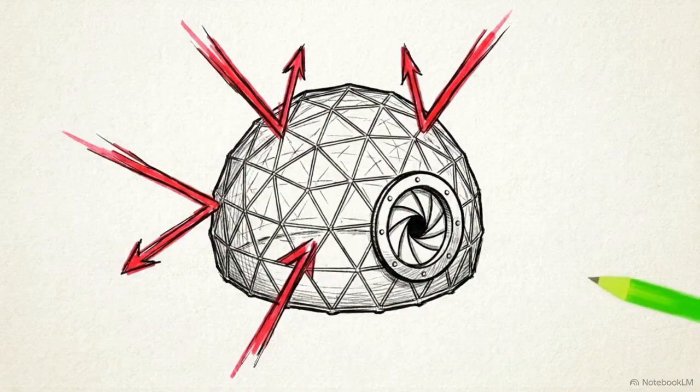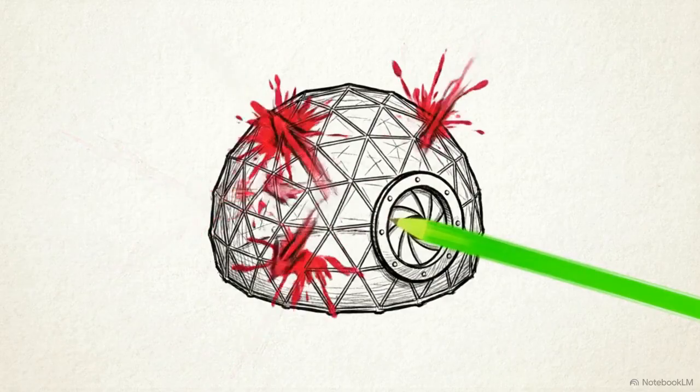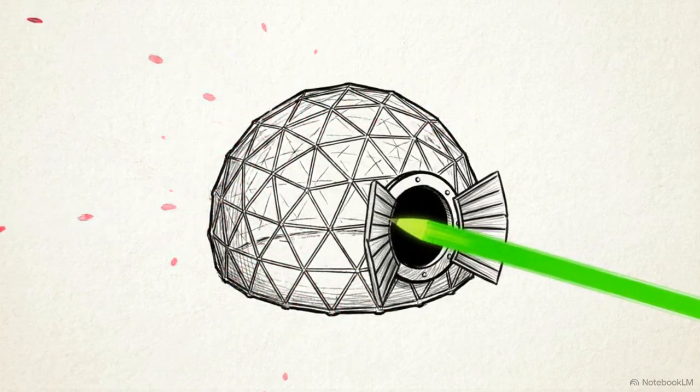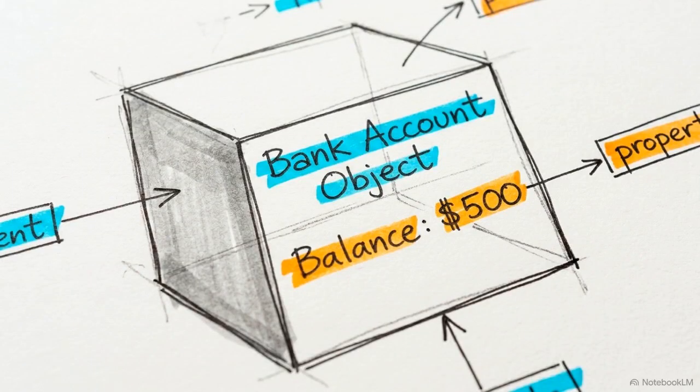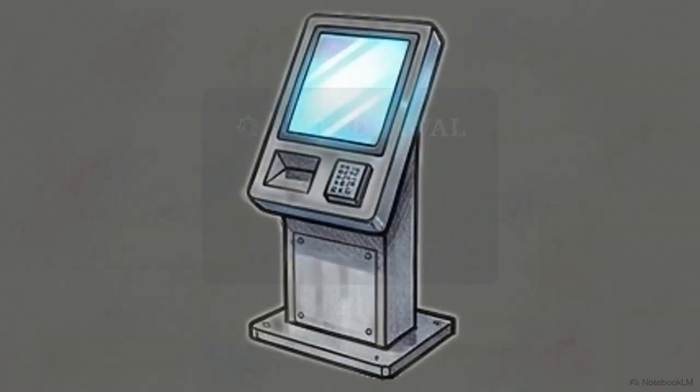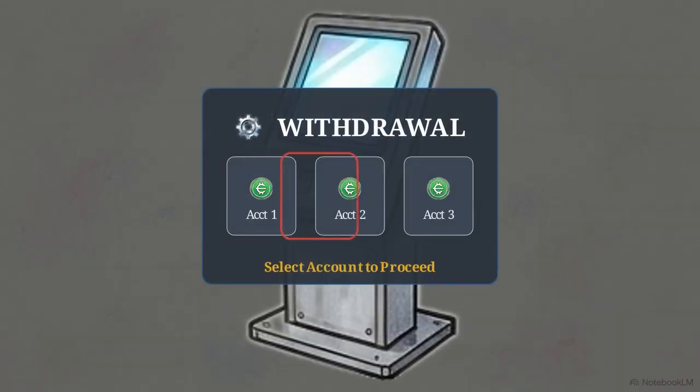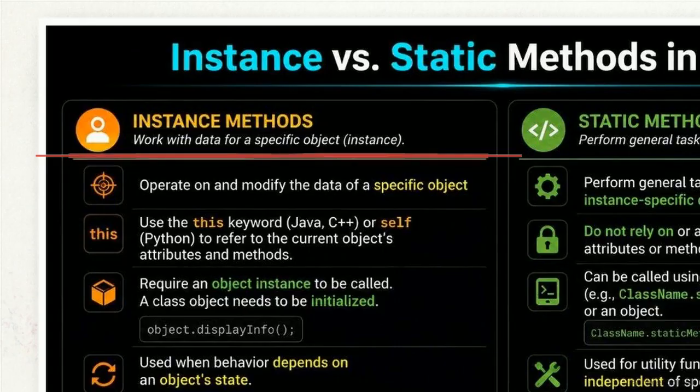Encapsulation ensures that an object remains the absolute master of its own state. The rest of the system is forced to play by its rules. Because objects maintain their own unique state, the actions they perform usually require an awareness of that state. You can't withdraw money from a bank without specifying which account balance you're altering. We define these state-dependent behaviors as instance methods.